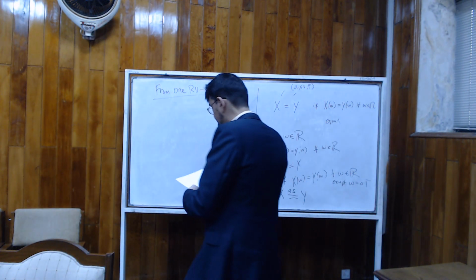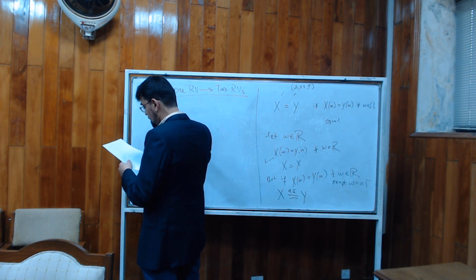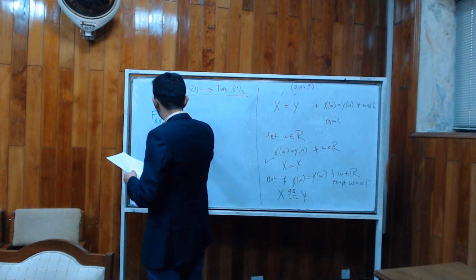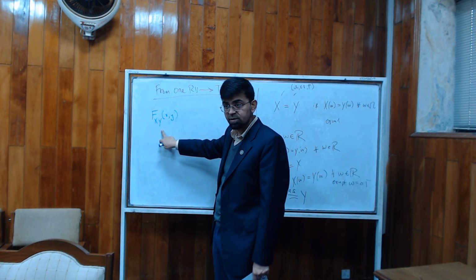Can you help me define this thing? F of x, y, x comma y. So now two random variables.